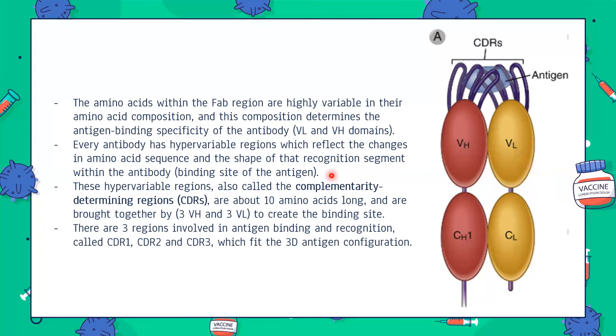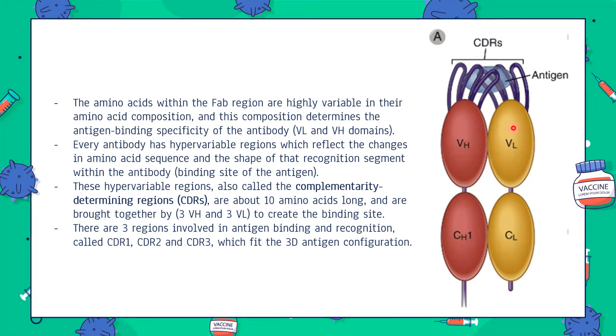Every antibody has hypervariable regions which reflect the changes in amino acid sequence and the shape of that recognition segment within the antibody. Now, what does that mean? What are hypervariable regions? I told you guys about the fact that we have this hinge that can open and close, but we need more. If I'm not really changing the configuration of the antigen binding site, then how am I supposed to bind anything?